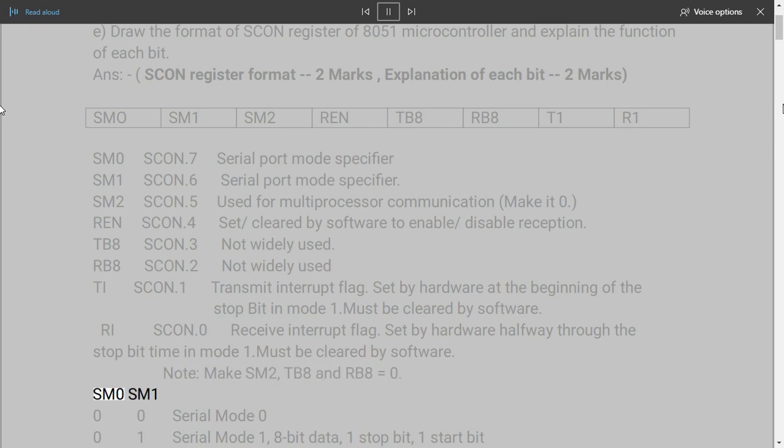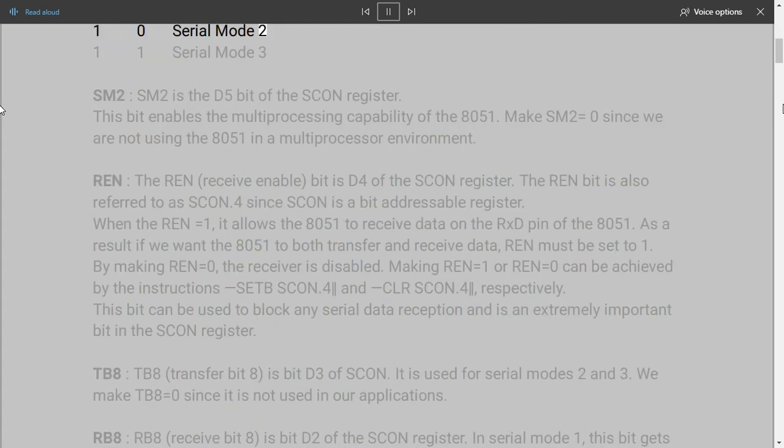SM0 SM1: 00 is serial mode 0, 01 is serial mode 1, 8-bit data, 1 stop bit, 1 start bit, 10 is serial mode 2, 11 is serial mode 3.